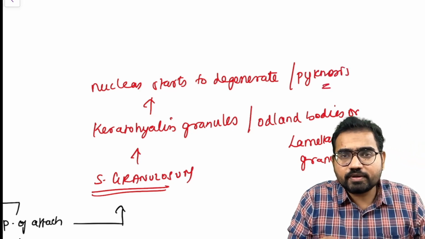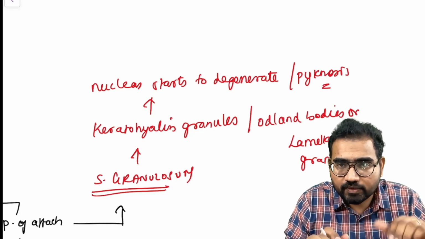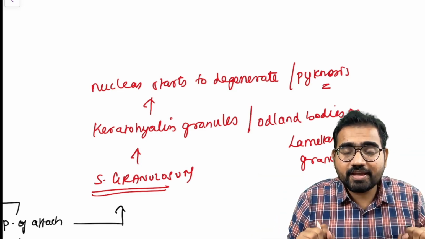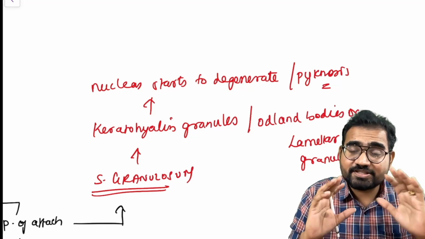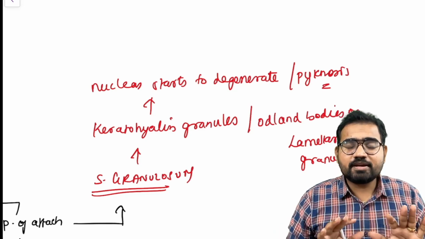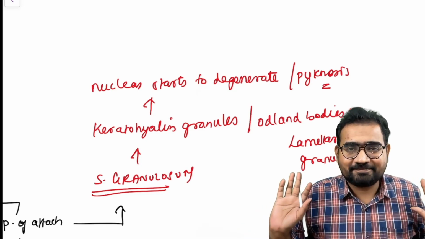Degeneration of a nucleus is called pycnosis, a flattened nucleus. So the nucleus becomes flat or it starts to disappear. Okay, so in stratum basale, the cell is extremely normal. Stratum spinosum, it becomes polyhedral. Stratum granulosum, it starts to die.